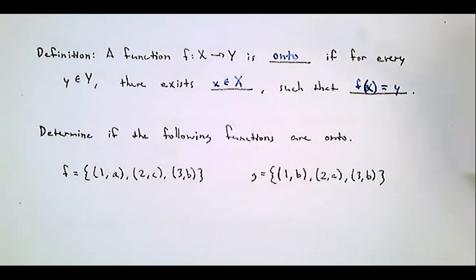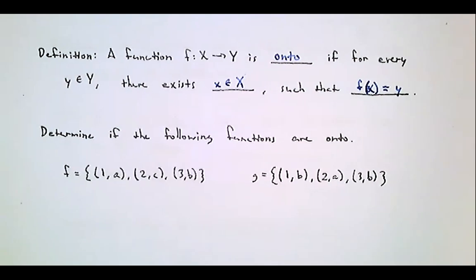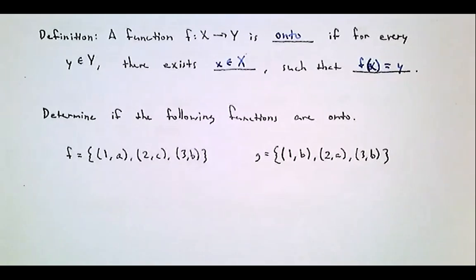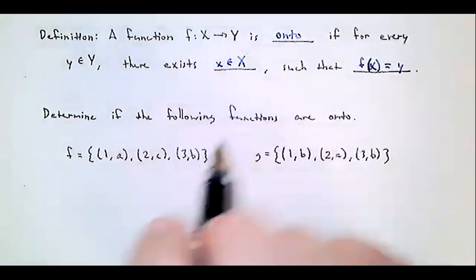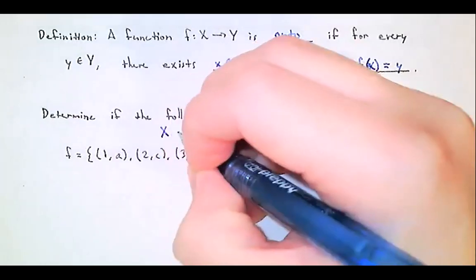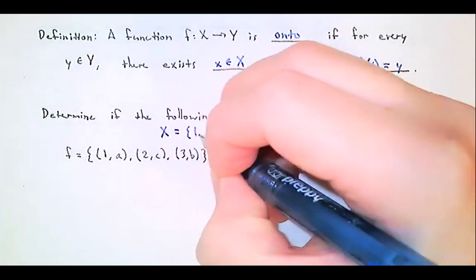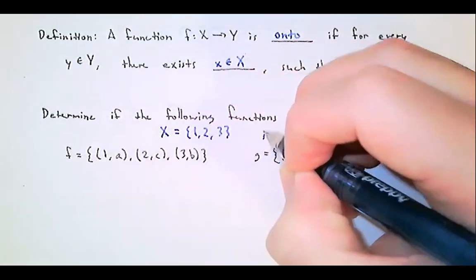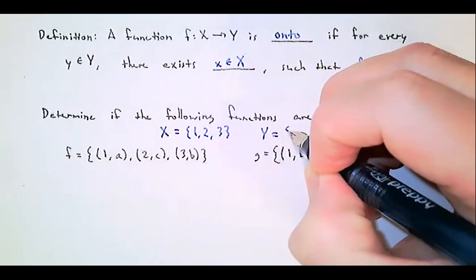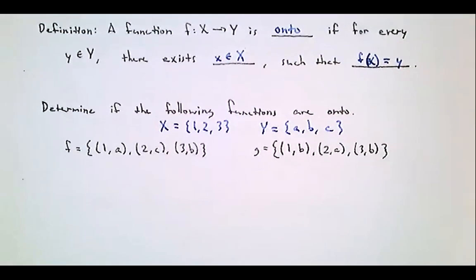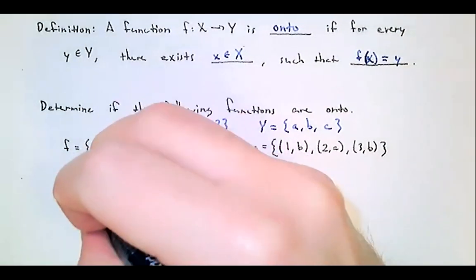Okay, so again, I think it's good to look at some small functions and maybe their arrow diagrams to see if we can decipher what it means for a function to be onto. And this one, we're going to have the same x and y as the example on the previous page. X is the set 1, 2, 3, and the codomain y is the set a, b, c. Let's make their two arrow diagrams.